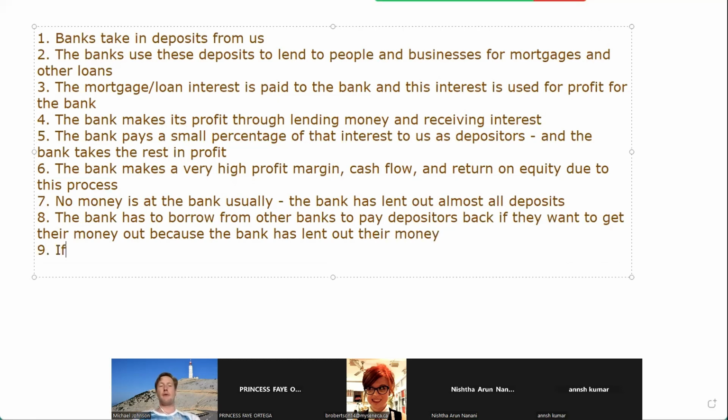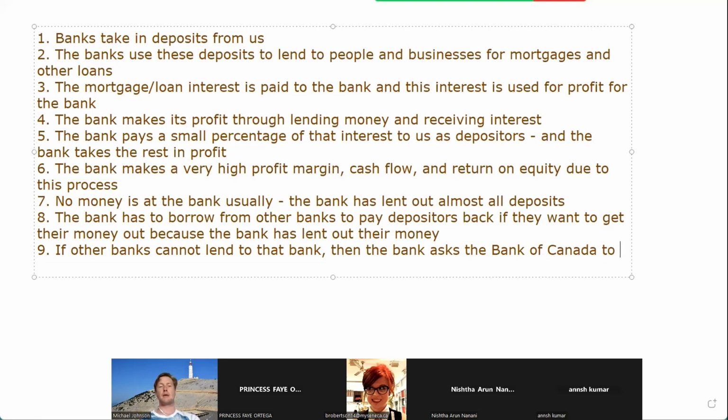So if other banks cannot lend to that bank, then the bank asks the Bank of Canada to print money that can be borrowed to pay back depositors.